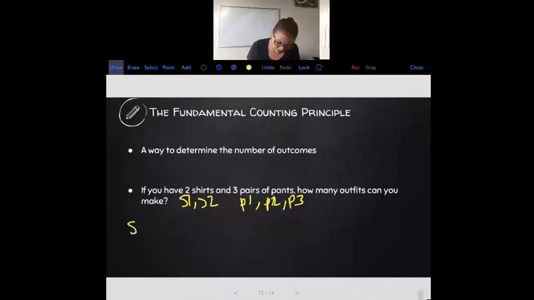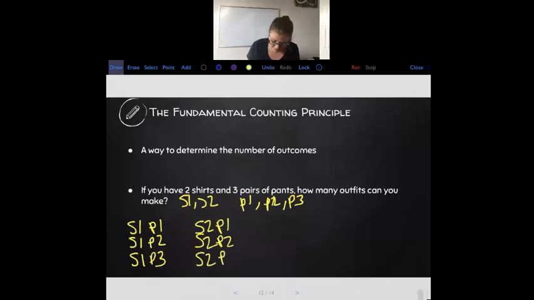You could pair shirt 1 with pants 1, shirt 1 with pants 2, or shirt 1 with pants 3. And those are all the possibilities of pairing shirt 1. Let's talk about shirt 2. You could pair it with pants 1, pants 2, or pants 3. So this would give us 6 outfits. The wardrobe may be more robust than you thought. Or another way to do this is to take what we're given and just multiply 2 times 3, which would also give us 6.